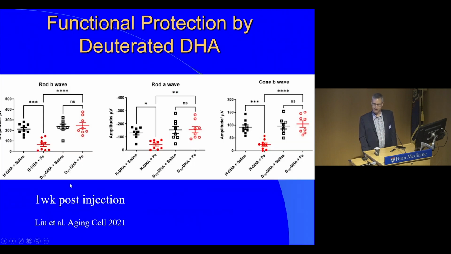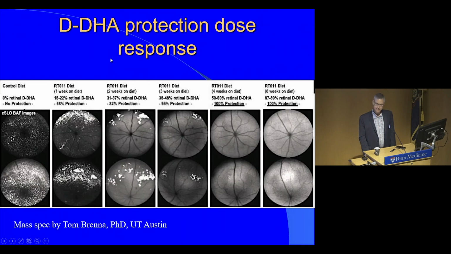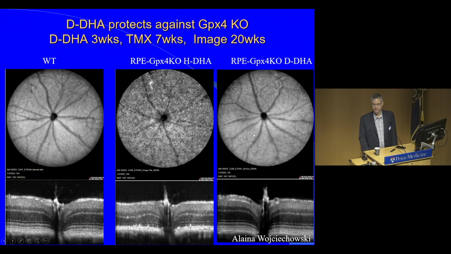Functionally, by ERG, compared to the control diet, the deuterated DHA was also protective for all of the waveforms. There's a dose response. So this is control diet, and then with increasing duration of DHA feeding, we see less and less abnormal autofluorescence as we move toward increasing duration.